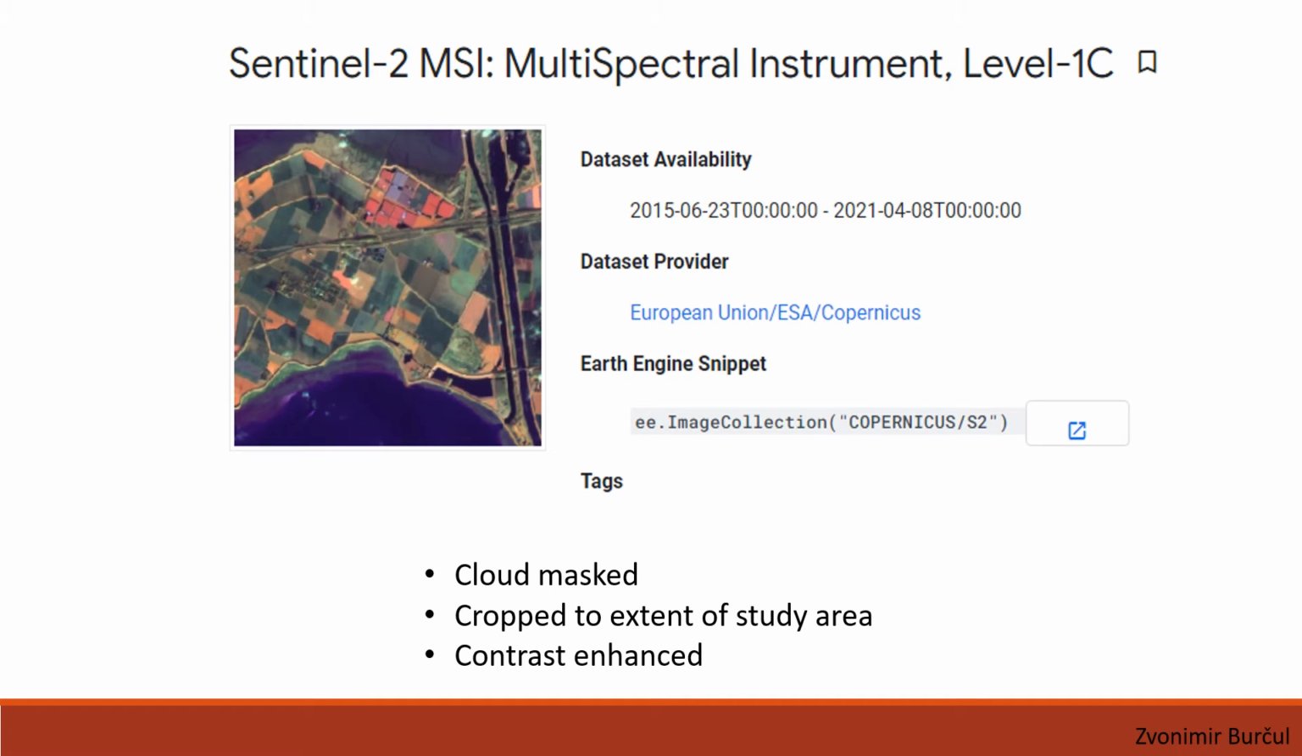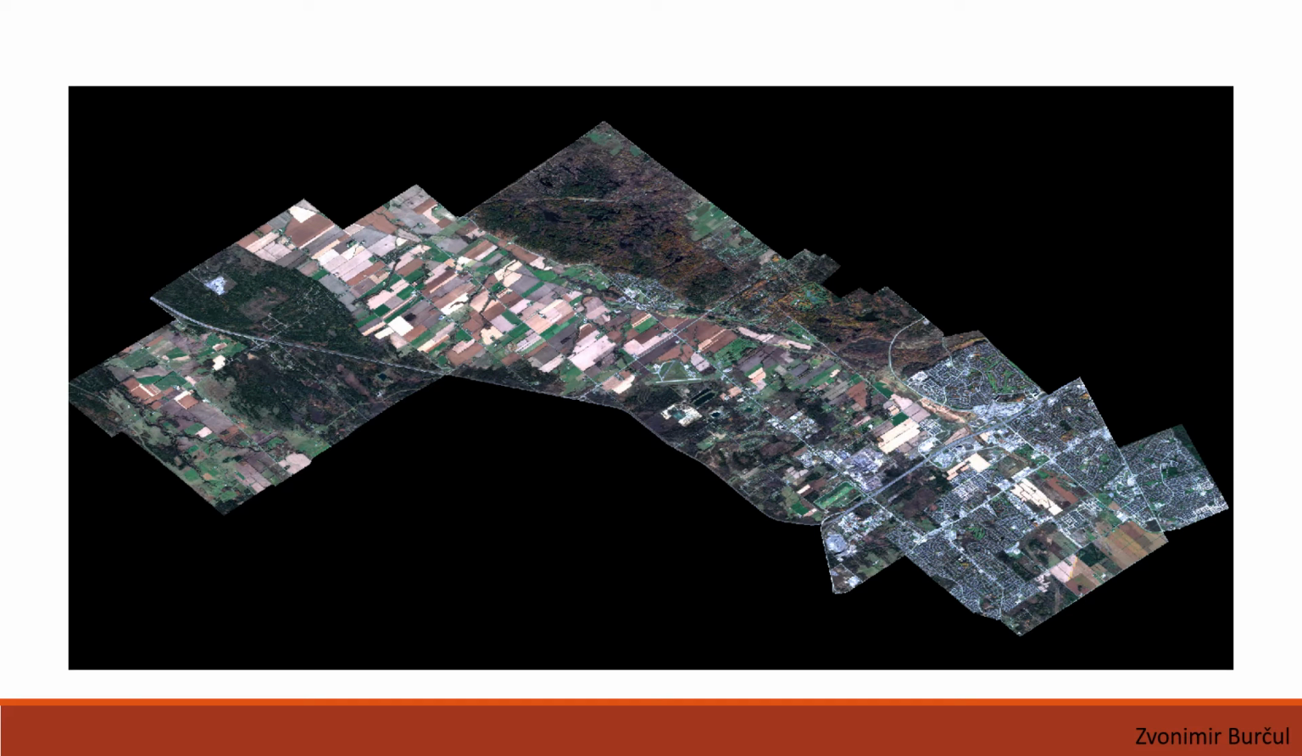Methods. The first step was to download 10-meter resolution Sentinel-2 imagery from Google Earth Engine. The imagery was cloud masked, cropped to the extent of the study area, and contrast enhanced to allow for proper classification of land use types. Once pre-processing was completed, the images were ready for classification.